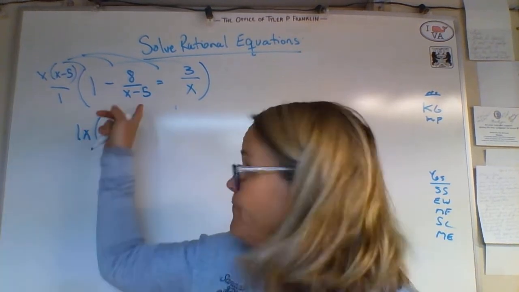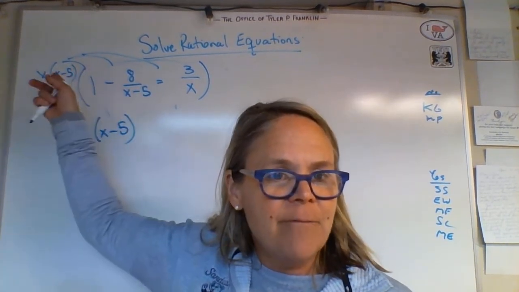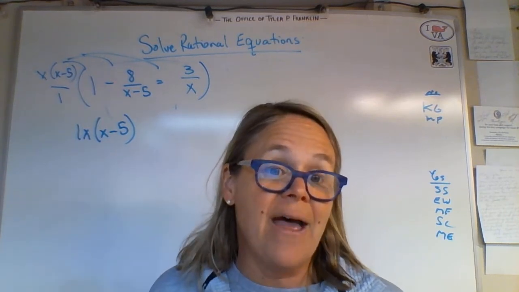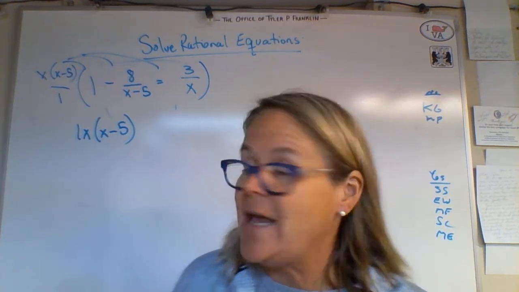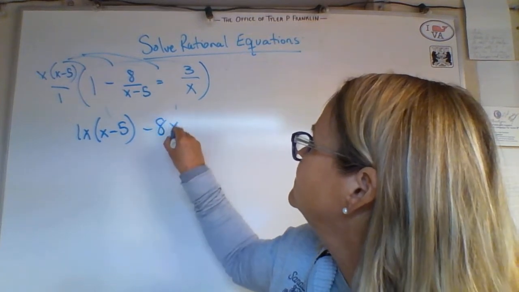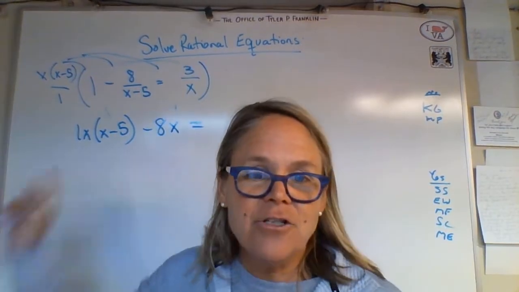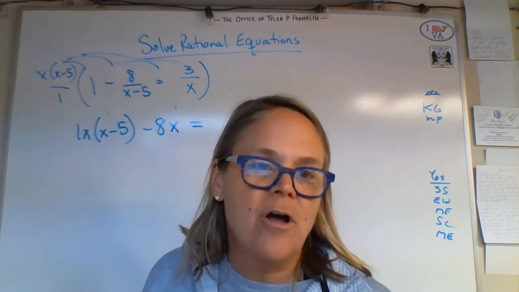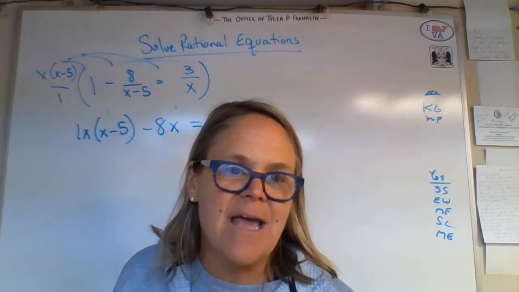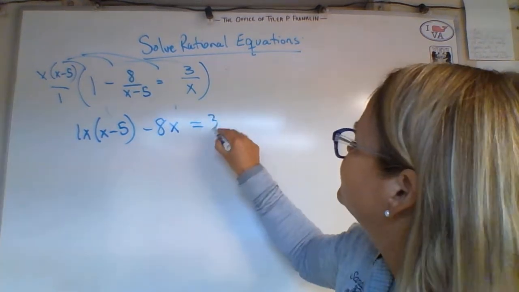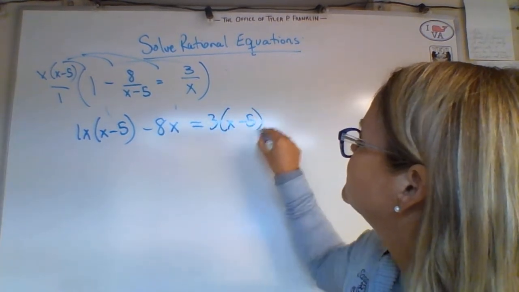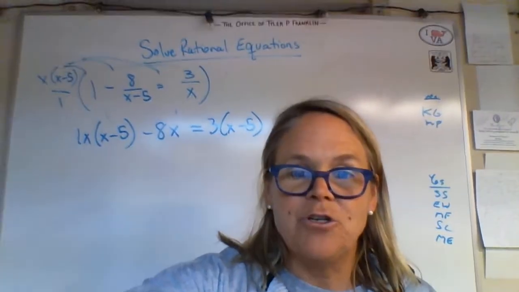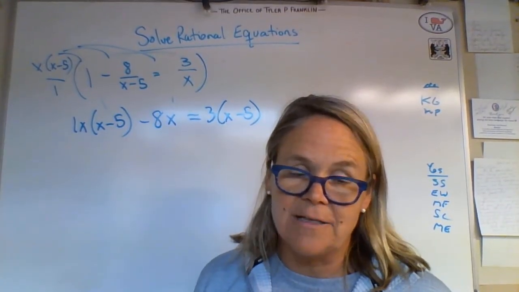Second term, x minus 5 on the bottom, x minus 5 on the top. Those are gone. So you have x times 8, which is 8x. Third term, x on the bottom, x on the top. Cross off, you have 3 times x minus 5. Now, remember, you're solving this. So now what you're going to have to do is distribute and solve.